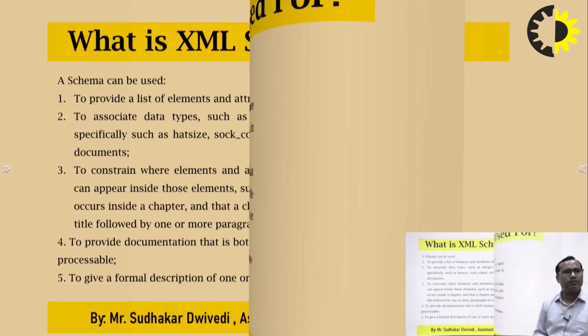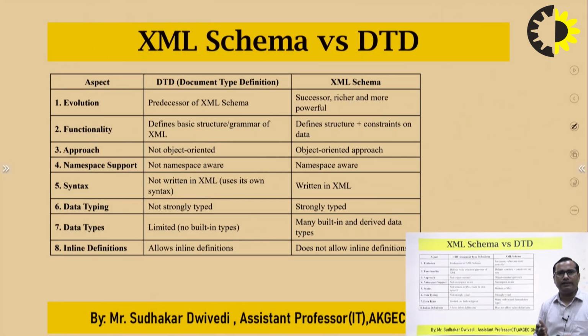So the XML schema definition and DTD are both used for validating the XML document. But what is the difference between XML schema and the document type definition? XML schema can be considered the successor, and it is more powerful and richer than the XML DTD. XML DTD just provides the structure and grammar of the XML, but XML schema also provides more constraints on the data, like the data type and the sequence.